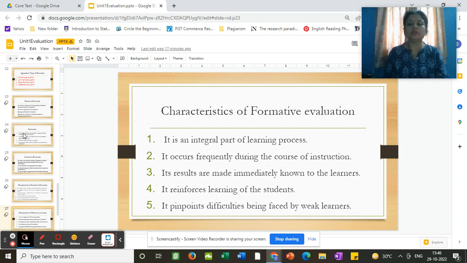So, this is it for today. We have discussed the formative evaluation and the summative evaluation.